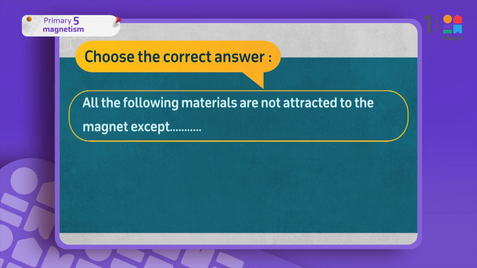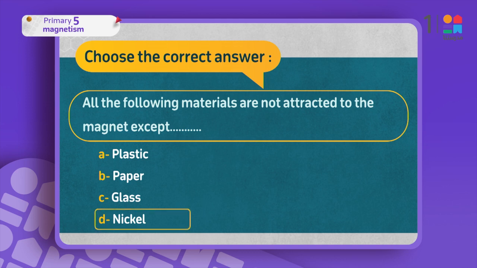All the following materials are not attracted to the magnet except... meaning all of them are not attracted, except which one? Plastic, paper, glass, and nickel. All of them are not attracted except one of them, which is the nickel. The nickel is a magnetic material.